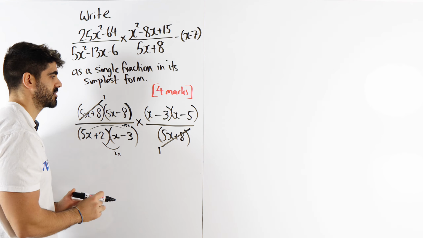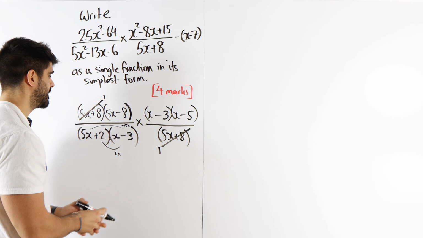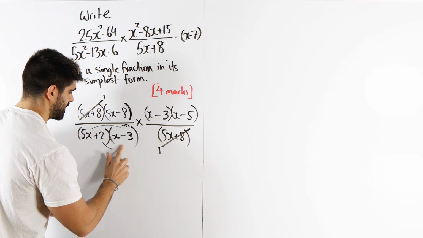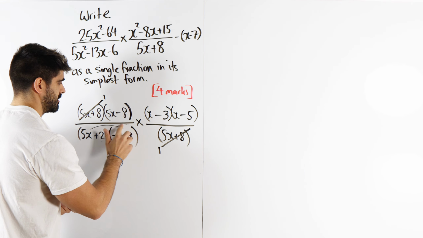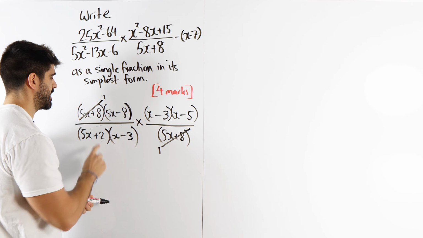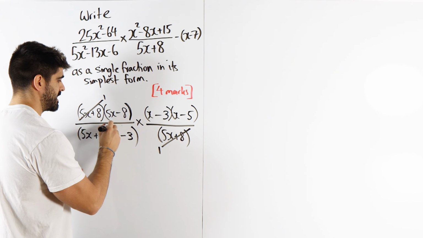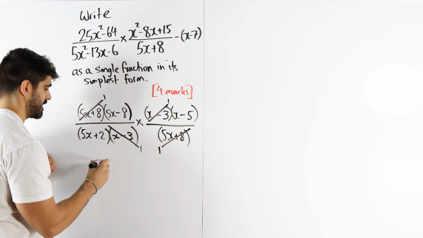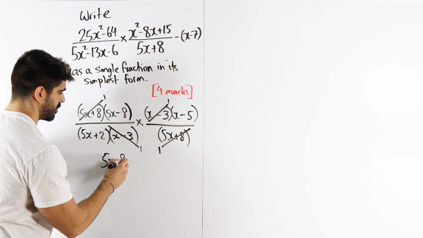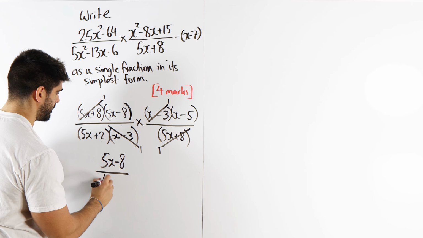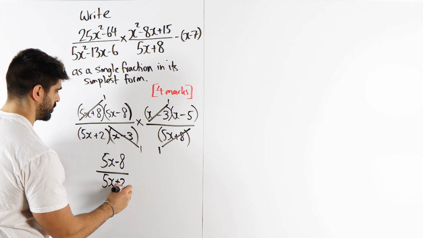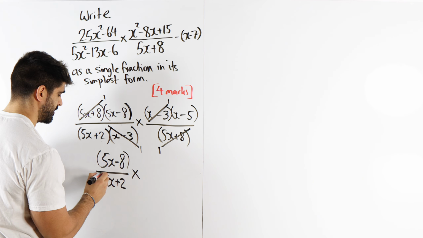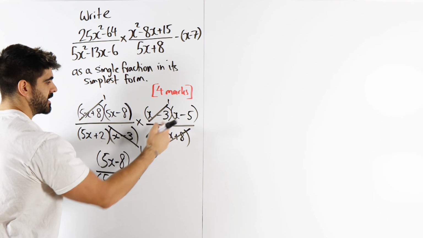These are some cheeky tricks you can employ in your exam to help you do things a lot quicker. Okay, so let me just get rid of this, just so it's a bit neater. We can see that x minus 3 now is cancelling. What's left? We have (5x minus 8) divided by (5x plus 2), times, we should probably keep this still in a bracket, (x minus 5).